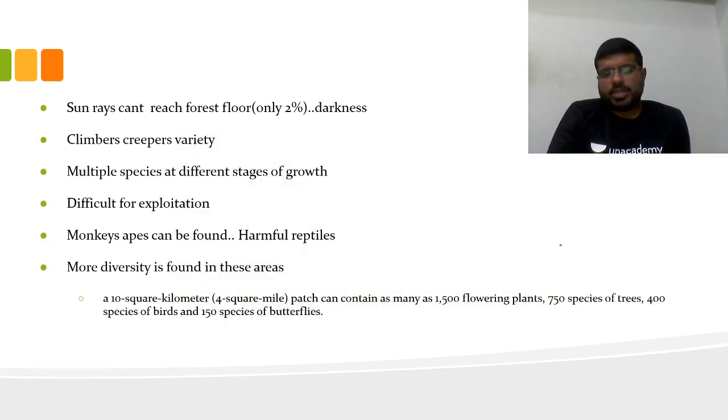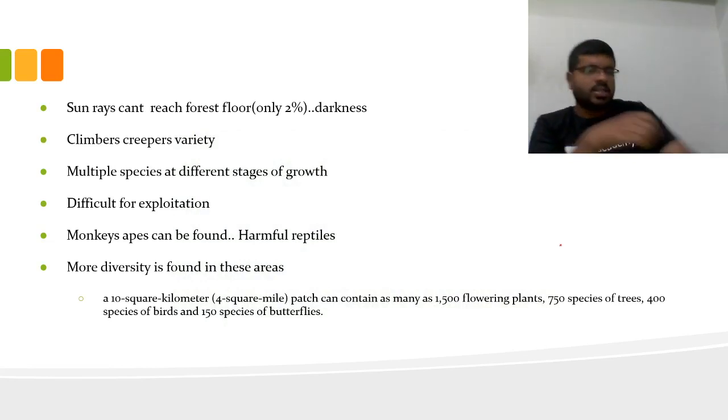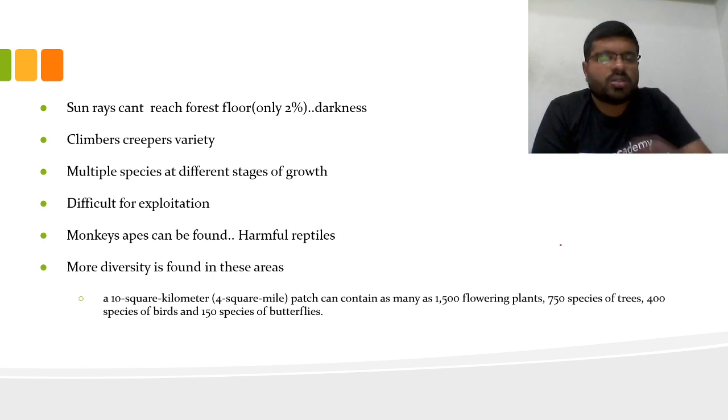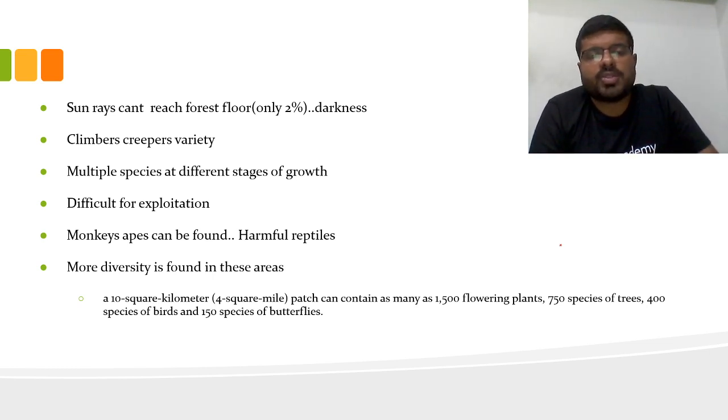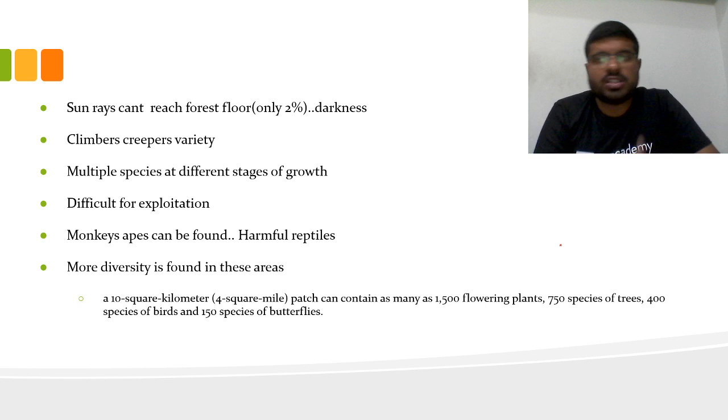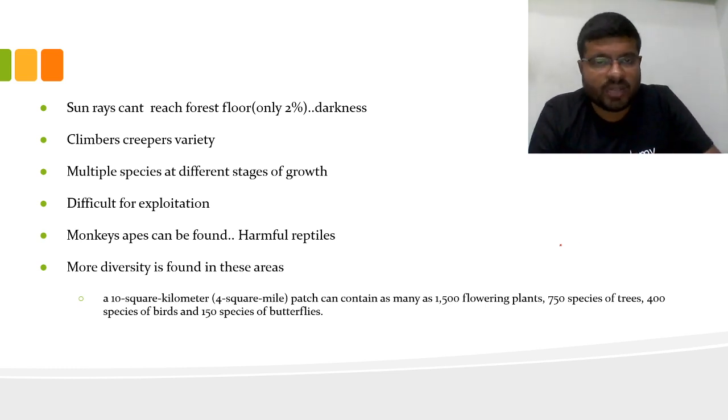Then another point, some more points. Here what happens? Sun rays can't reach the forest floor, because of which only around 2% of the sun rays will be reaching the forest floor. So in general I can say there are fewer sun rays reaching because of the canopy vegetation, because of which there is pitch darkness at the ground level.